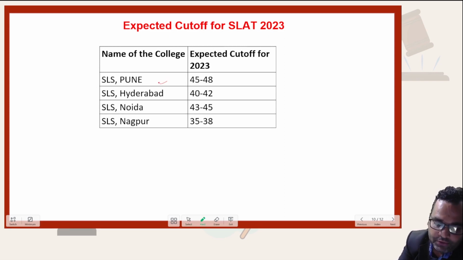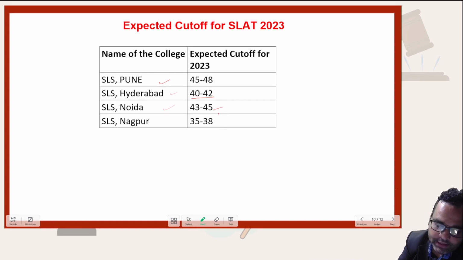The next is the expected cutoff and what can be a good score. According to the centers, the cutoffs also vary. You can see SLS Pune is 45 to 48. This is the cutoff of the online test. Then Hyderabad 40 to 42, then Noida 43 to 45, then Nagpur 35 to 38.